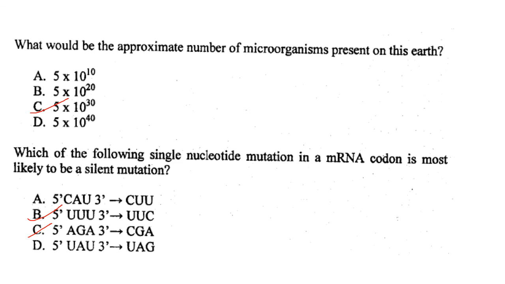You will not see any difference in the protein. Similarly, AGA and CGA, they both code for arginine. So these two can be the answers. I don't have your answer key. So as per me, both B and C will result in silent mutation because they code for the same amino acid. So it will not cause any resulting change in the protein that is synthesized.